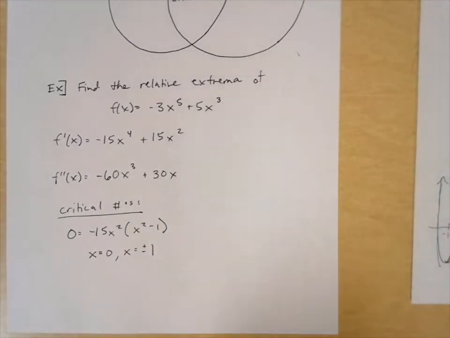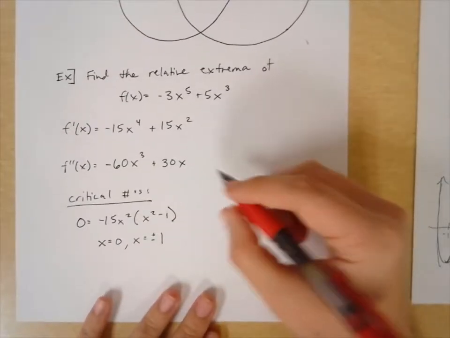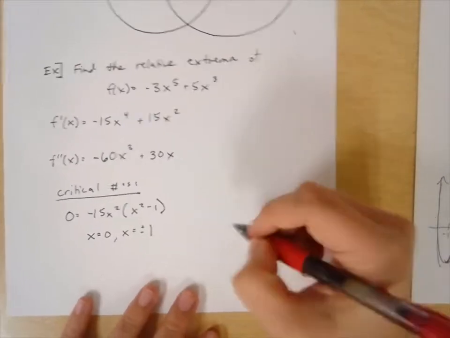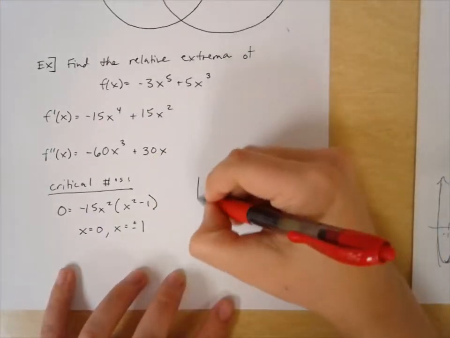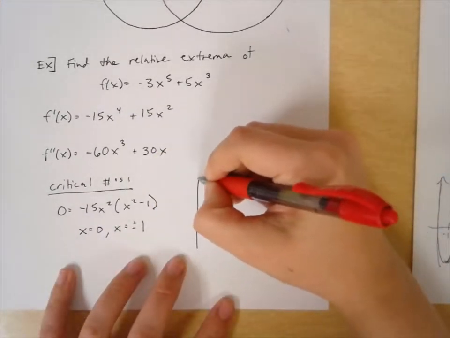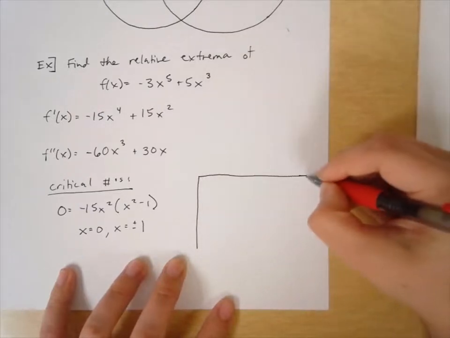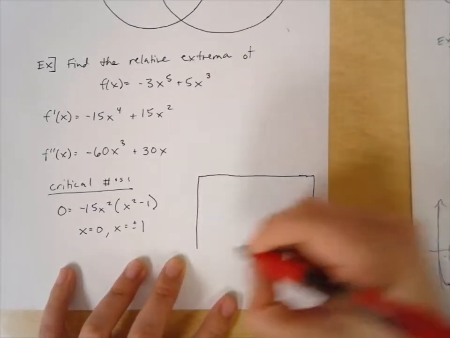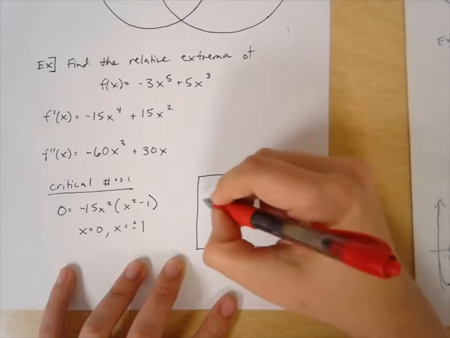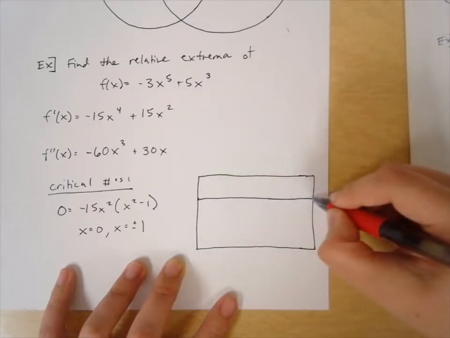But I'm not just interested in those numbers, I'm interested in the points of my original function. So I'm interested in these x values on my original function as a coordinate. So what I'd like to do is just set up a diagram here and determine what's going on.